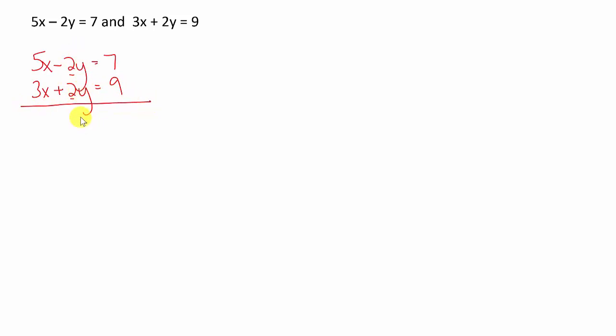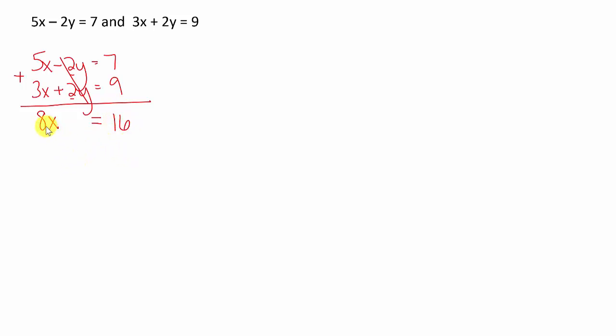So I have to decide, am I going to add these two equations or am I going to subtract? Since they are different signs, -2 and +2, when we add them, they make 0, so I'm going to add. If they were the same signs, I would subtract. But this tells me what I'm going to do to every other term. So 5x plus 3x is 8x. -2y plus 2y is 0, so we're not going to write that, equals 7 plus 9 is 16.